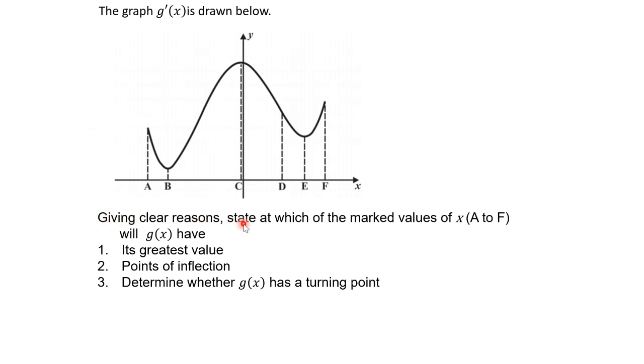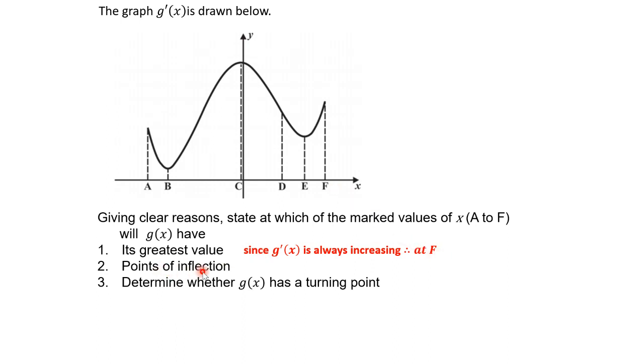It says, give clear reasons, state at which of the marked values of x, A to f, will g of x have, first of all, its greatest value. Okay, so when I'm looking at this, I'm saying, hold on, the derivative g dash x is always above the x-axis. That means that my derivative is always positive. That means that my graph has to increase from A all the way through to f. It can only get bigger. Okay, because my gradient is always positive. So because it is an increasing function, the greatest value in the domain A to f would obviously be at f.